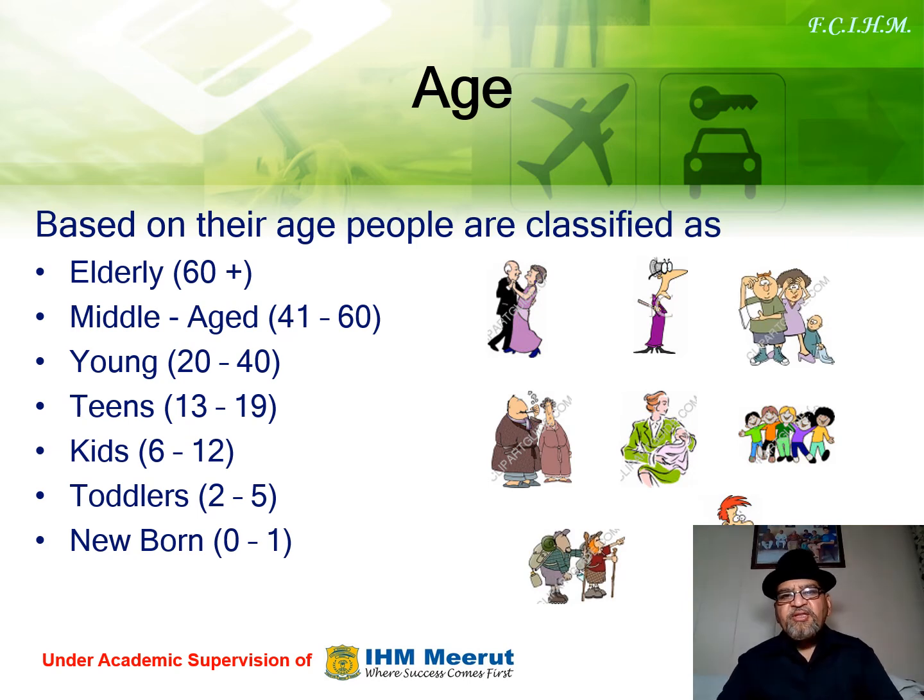Based on age, they are classified as elderly, 60 plus, middle-aged, 41 to 60, young, 20 to 40, teens, 13 to 19, kids, 6 to 12, toddlers, 2 to 5, and newborn, 0 to 1.